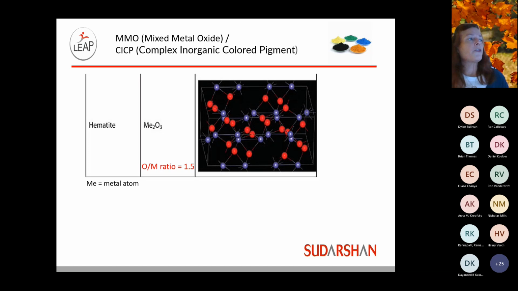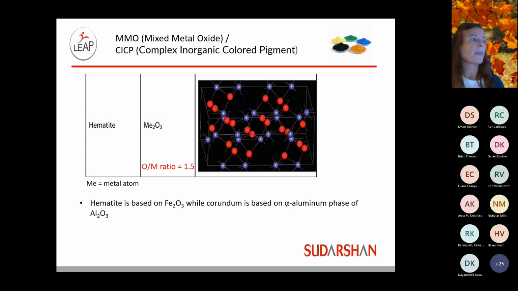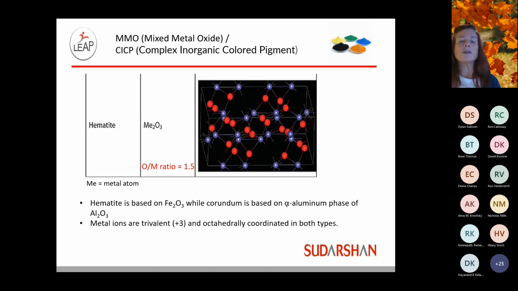And the third category, the smaller category, is the hematite. The oxygen to metal ratio here is 1.5. The hematite is based off of iron oxide, and another name in this category is the corundum, which is based on the aluminum oxide. In this crystal structure, the metal ions are trivalent and octahedrally coordinated.